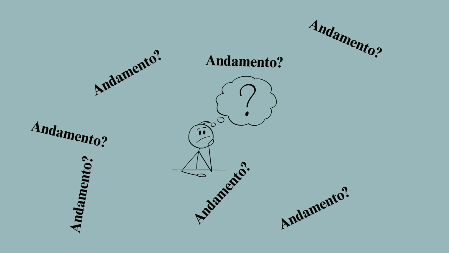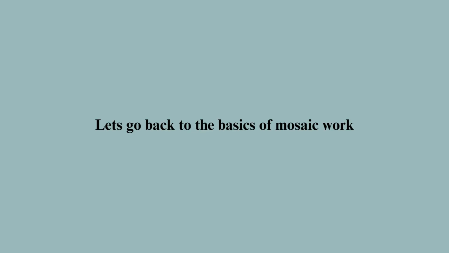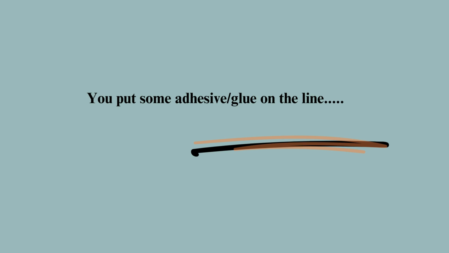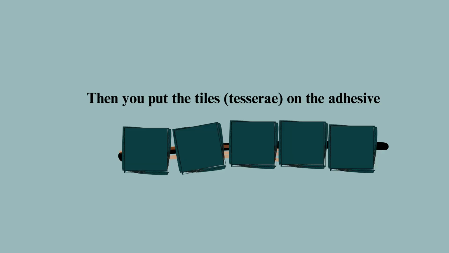But before we get started, let's go back to the basics of mosaic work, which is: draw a line. You put some adhesive, you glue on the line, you put your tesserae on the adhesive. Tesserae is the Latin word for tiles. Now, that's the real basics of it.